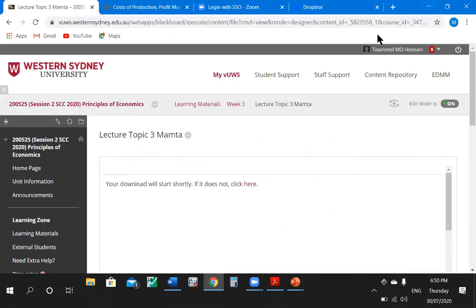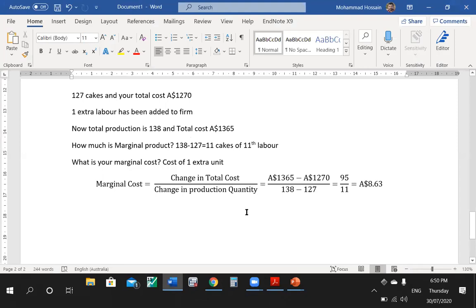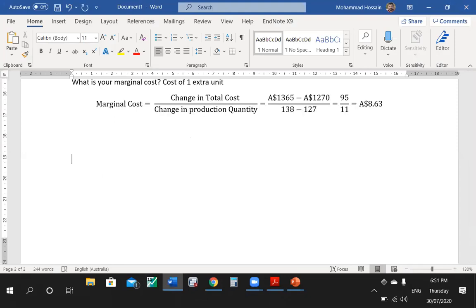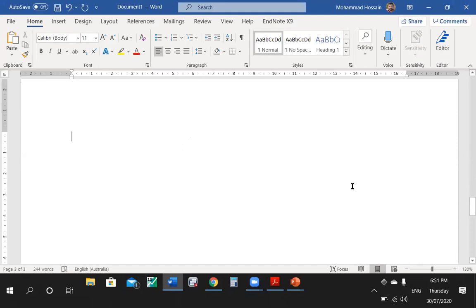So what is consumer surplus? Let's say you want to purchase a car, and you are willing to pay, for example, $25,000 for the car, in Australian dollars. So A is willing to pay 25. Let's say B is willing to pay 23.